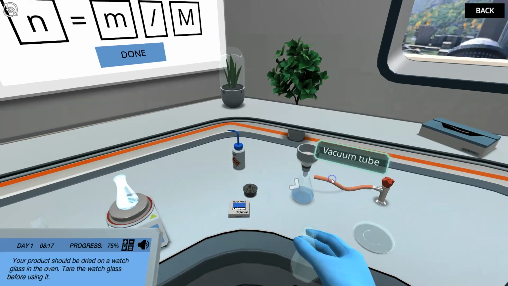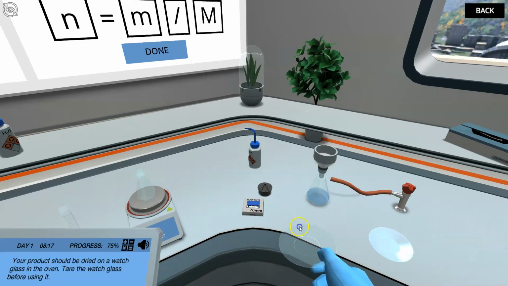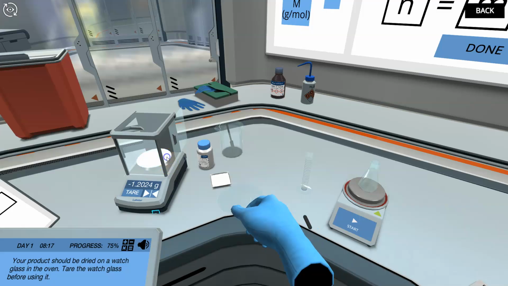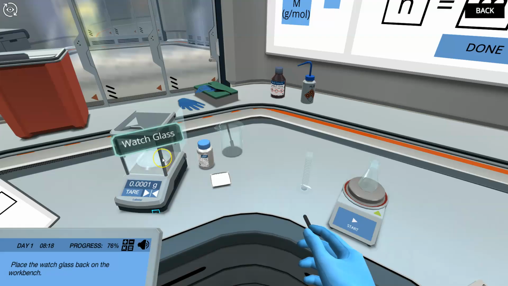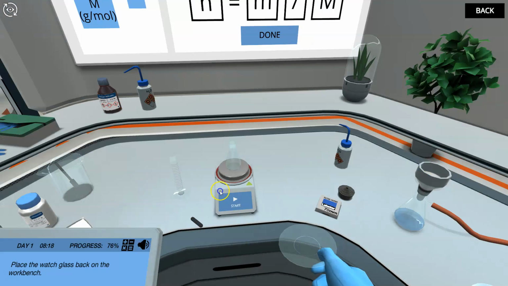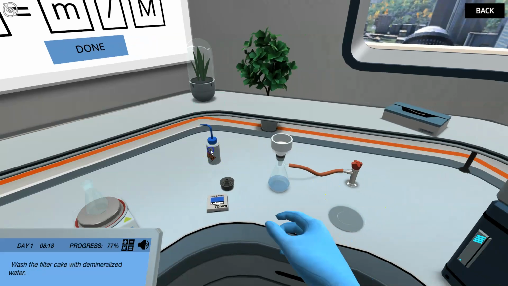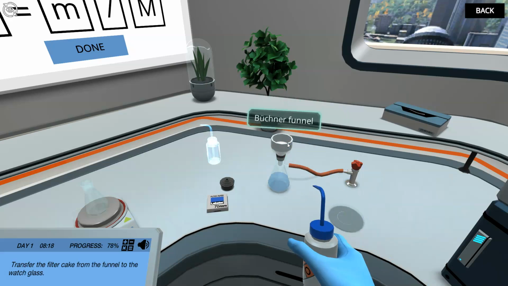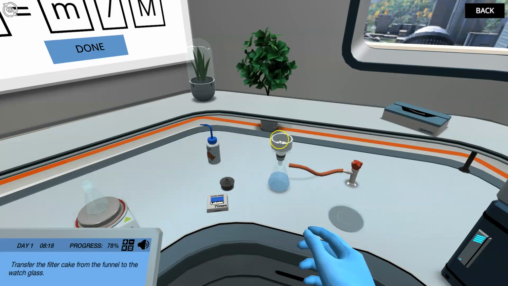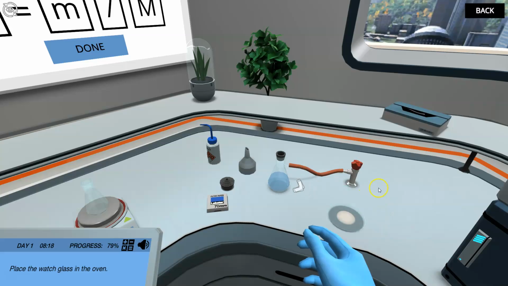Your product should be dried on a watch glass in the oven. Tare the watch glass before using it. Place the watch glass back on the workbench. Wash the filter cake with demineralized water. Transfer the filter cake from the funnel to the watch glass. Place the watch glass in the oven.